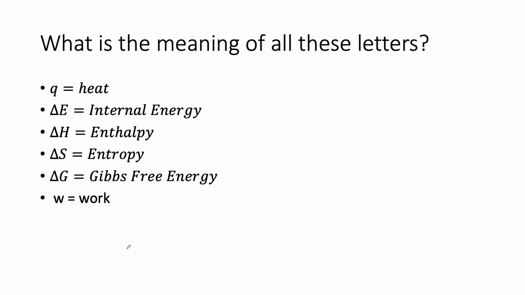So we got all these letters, and Q is equivalent to heat. The delta E, the change of E, is internal energy, where E is internal energy. H is enthalpy, S is entropy, and G is Gibbs free energy. We're going to get to that later. We're going to focus on heat, work, and so forth. And I want to point out that heat and work is not capitalized, but everything else is.